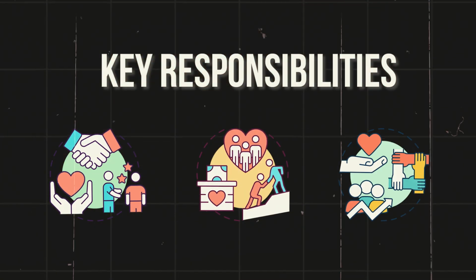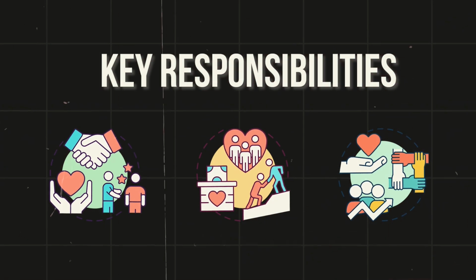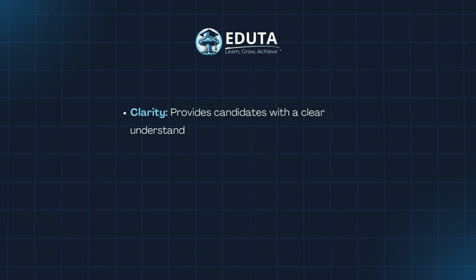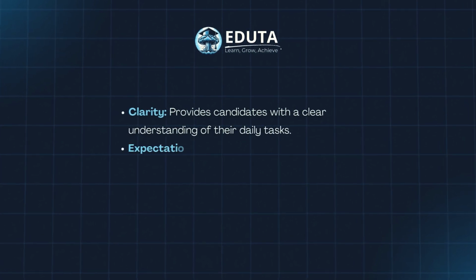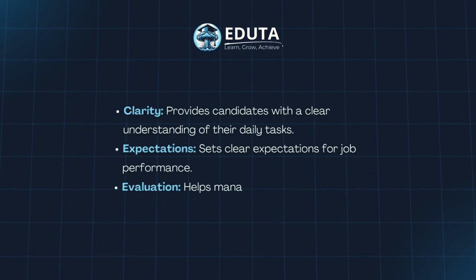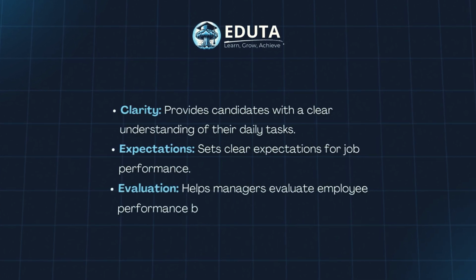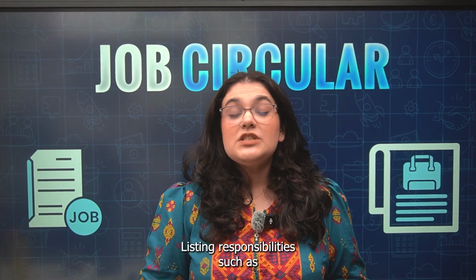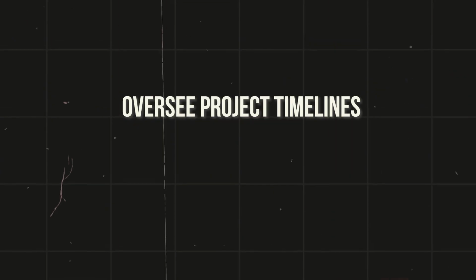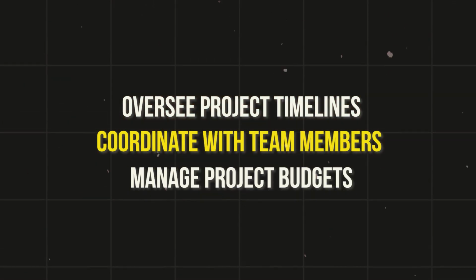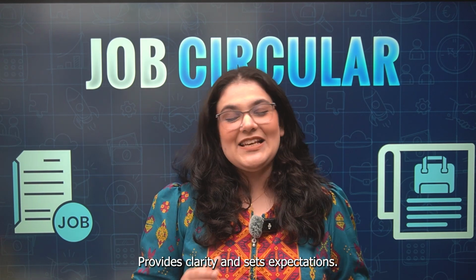Listing key responsibilities is essential for several reasons. Clarity: provides candidates with a clear understanding of their daily tasks. Expectations: sets clear expectations for job performance. Evaluation: helps managers evaluate employee performance based on defined tasks. In a job circular for a project manager, listing responsibilities such as oversee project timelines, coordinate with team members, and manage project budgets provides clarity and sets expectations.